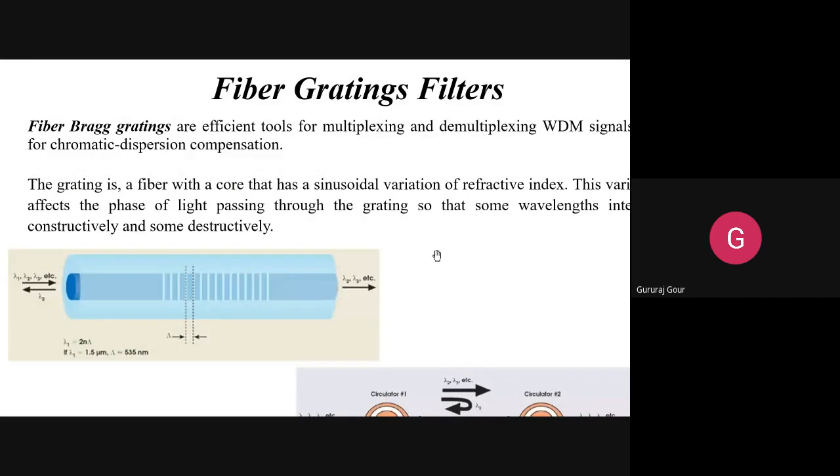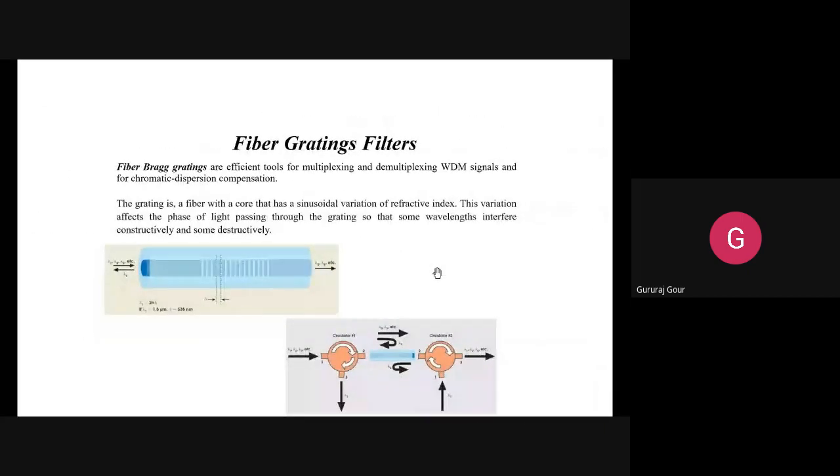So here we are taking the help of this fiber Bragg grating. Fiber Bragg gratings are nothing but materials which are cut into different sections. If you look at this, they are acting like tools for multiplexing and demultiplexing the WDM signals.